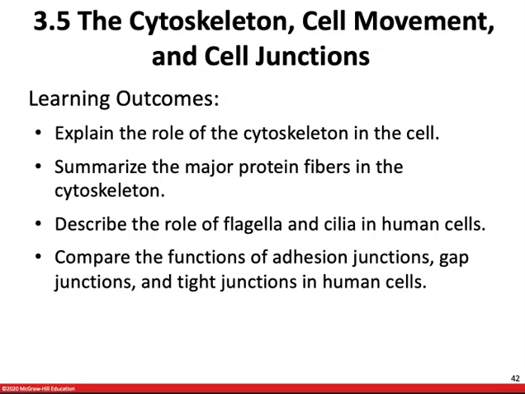All right, section 3.5, the cytoskeleton, cell movement, and cell junctions. You should be able to explain the role of the cytoskeleton in the cell, summarize the major protein fibers in the cytoskeleton, describe the role of the flagella and cilia in humans, and compare the functions of adhesive junctions, gap junctions, and tight junctions in human cells.